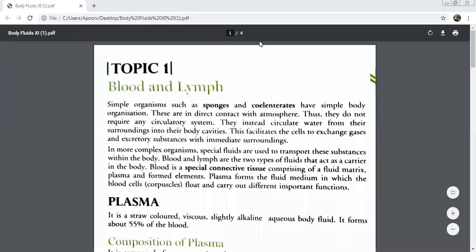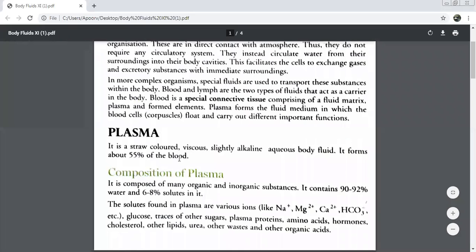We said we have two fluids for transportation. Which were the two fluids? Blood and lymph. And blood is a connective tissue. We're going to study about these in detail. Plasma is the fluid medium in which your blood cells float. So your blood cells are floating in a fluid, and that fluid is what we call plasma. Let us study about plasma a little more in detail. It's a simple chapter. Plasma is straw colored.